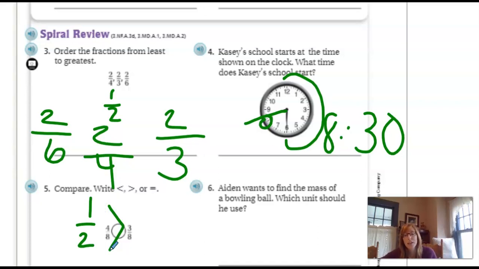Aiden wants to find the mass of a bowling ball. The mass, okay, that would be how much something weighs, the weight. We know that a gram weighs like a paper clip or a safety pin, and you need 1,000 of those to make up a kilogram. So what unit should he use? Should he use a gram or should he use a kilogram? And you are right, he should use a kilogram.